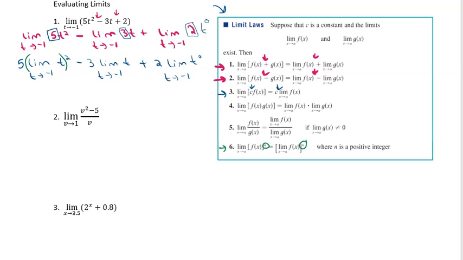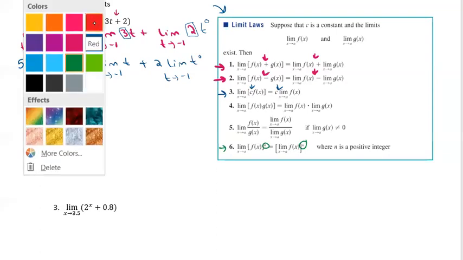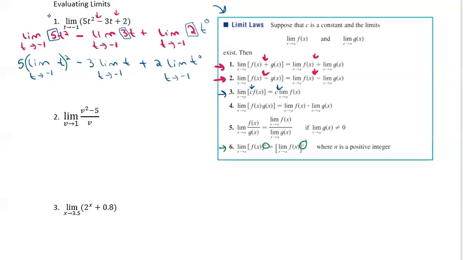So next we're going to need to substitute in -1 for our t value. So that will look like 5 times -1 quantity squared minus 3 times -1, replacing our t right here, replacing our t right here. We have plus 2, and then this one we have -1 to the 0, replacing our t right here. -1 squared is 1.